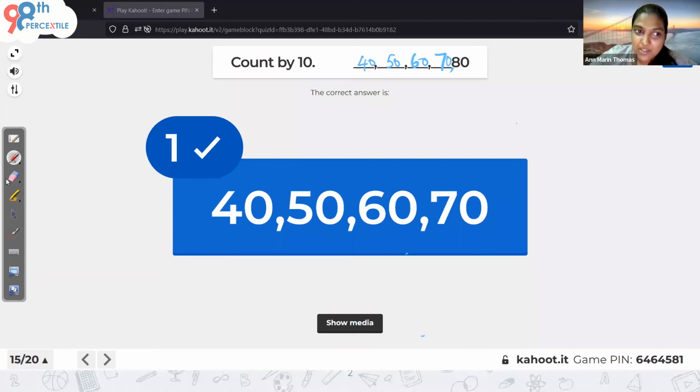So when you have such questions, students, be very careful. All you have to do is first note the number given here and see the question. It is by 10. So you had to find the back number. So you had to subtract by 10. 80 minus 10 is 70. 70 minus 10 is 60. 60 minus 10 is 50. 50 minus 10 is 40, right?